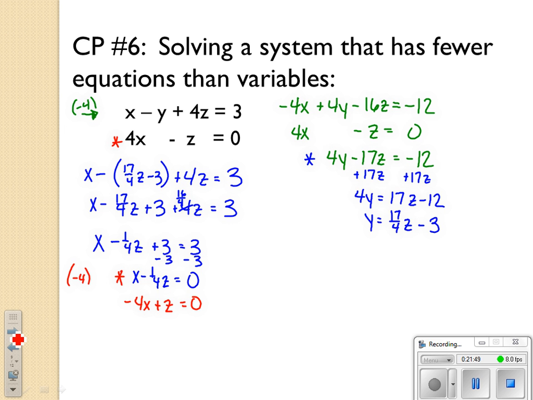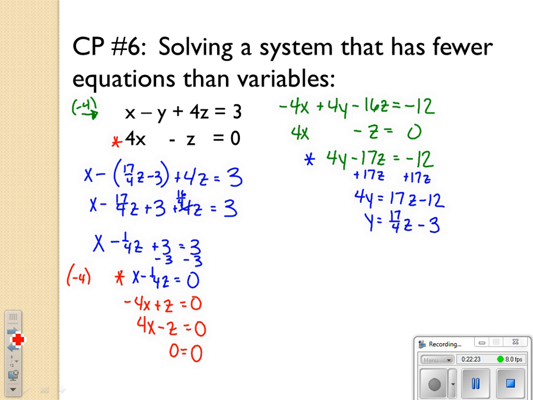Negative 4 times negative 1/4 is 1, so I get that 1z. I'm just going to rewrite my other one underneath it. So from up above, my second equation in this system was 4x minus z equals 0. And notice we're going to get another one of these deals. We get 0 equals 0 again. So again, we have an infinite number of solutions. So now we're in that place again where we have to come up with expressions for answers rather than numbers for answers, because there's so many of them.